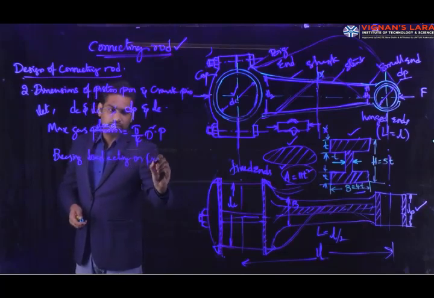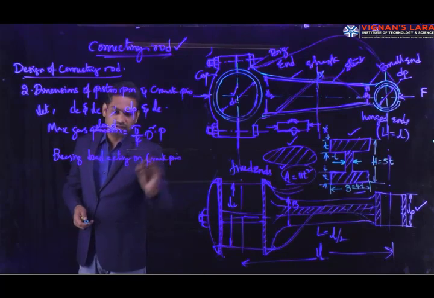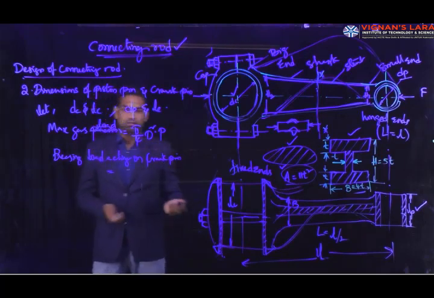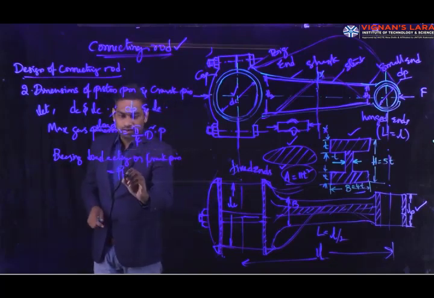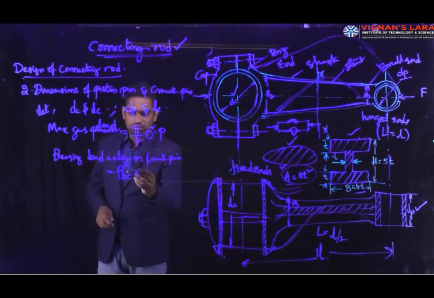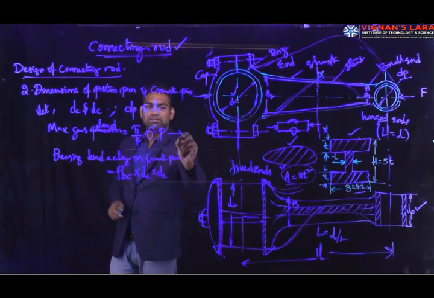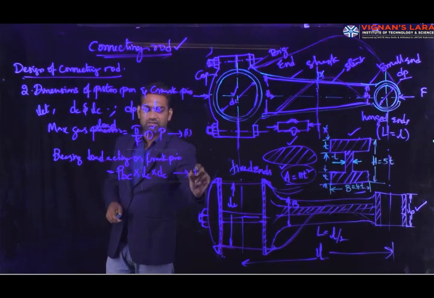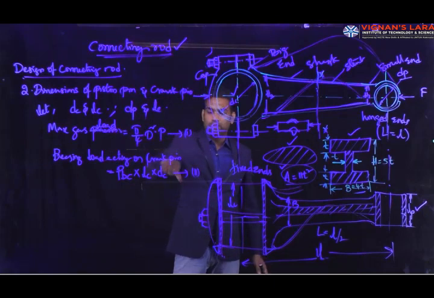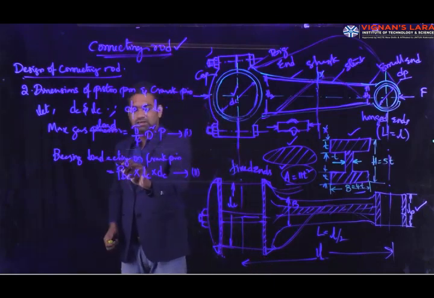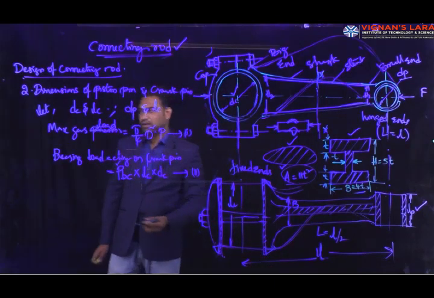The bearing load acting on the crank pin, that is, the total load acting at the crank pin, is given by the bearing pressure PBC, where C denotes the crank pin, into the area, which is length into diameter, so LC into DC. By equating these two terms, equation 1, the maximum gas load, and equation 2, we can calculate, where PBC is the bearing pressure we can take for the crank pin.